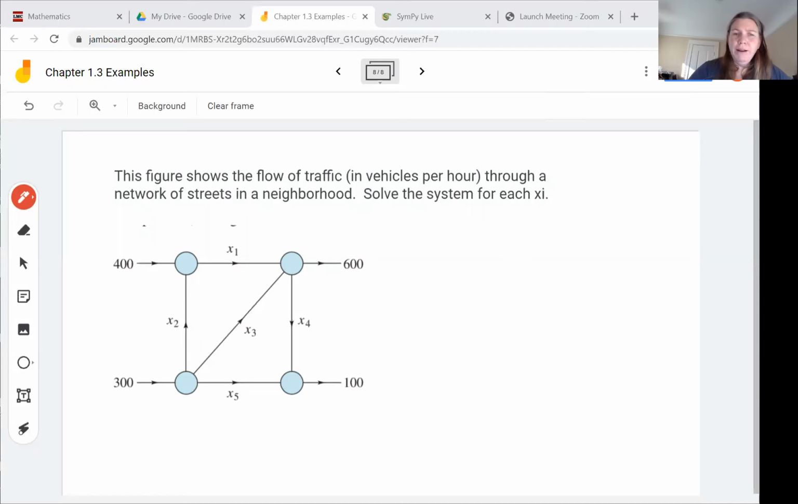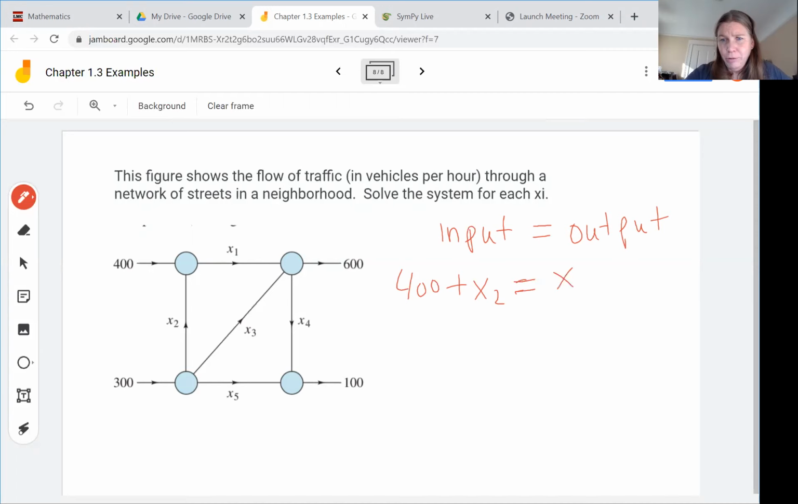So when we analyze our network, we want to think about the input and the output. We're going to say input equals output here. And so I'm going to start with this first node. In that first node, we've got 400 and x2 going in. So I'm going to say 400 plus x2 equals my output, which is just x1 coming out of this. So that's our first equation.